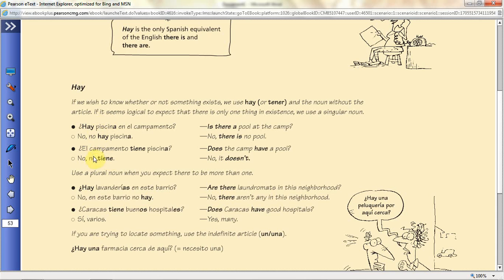Okay. Now, should I use singular or plural if I don't know about the existence of these things? Well, if you expect more than one, then you should use a plural noun. Okay, like lavanderías. Are there laundromats in this neighborhood? ¿Hay lavanderías en este barrio? Okay, let me give you some other examples.